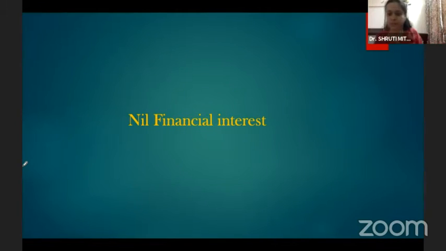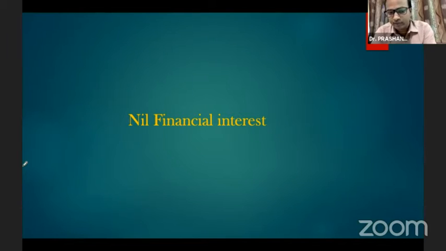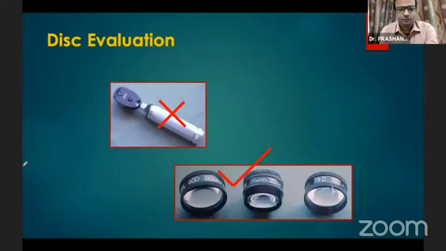I have no financial interest in any of the equipments, instruments, or the procedure shown in my presentation. When we are going to evaluate the disc, the first thing to consider is that it is always better to evaluate a disc in a three-dimensional way. Stereoscopically, we have to use different lenses, a 90 diopter, 60 diopter or 70 diopter lens, and examine the patient on the slit lamp so that we get to see all the details of the optic disc. Sometimes when we examine the patient with a direct ophthalmoscope, we tend to miss certain findings, and we can miss a diagnosis of any disease.